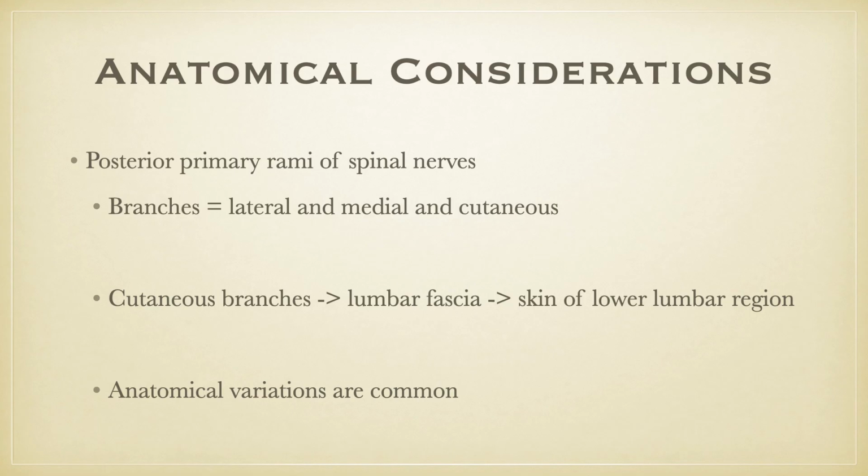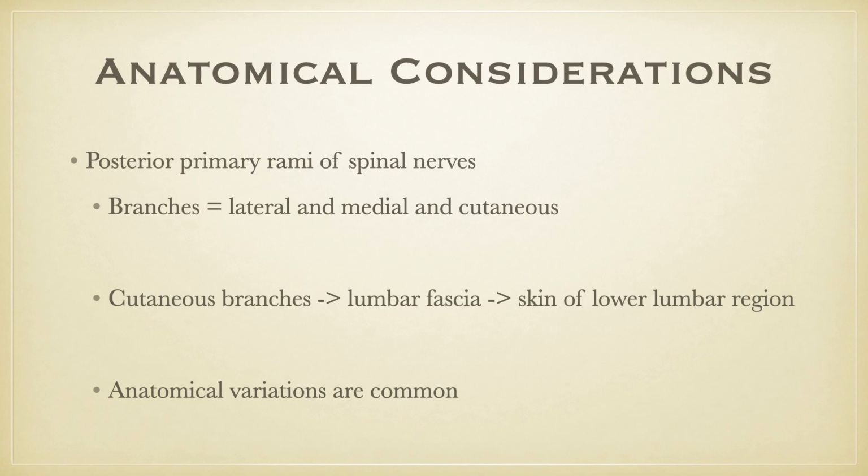And the reason for that is the lateral branches have more motor and sensory fibers within them. The medial branches are almost all motor. They go to multifidi, rotatories, or interspinous muscles. But the cutaneous branches go down and move through the lumbar fascia, thoracolumbar fascia, and supply sensation along the skin of the lower lumbar region, even across to the upper buttock.